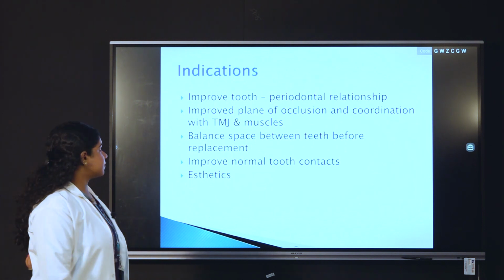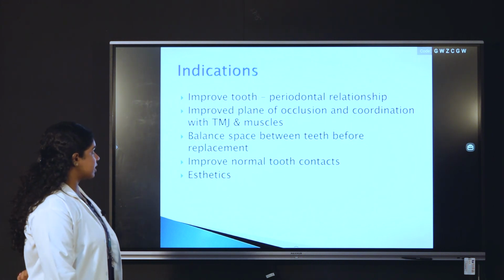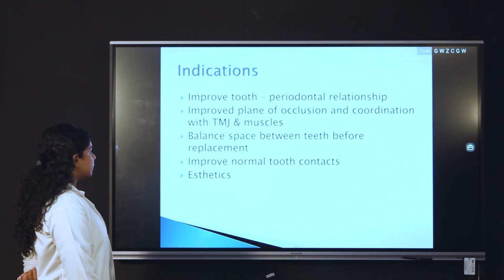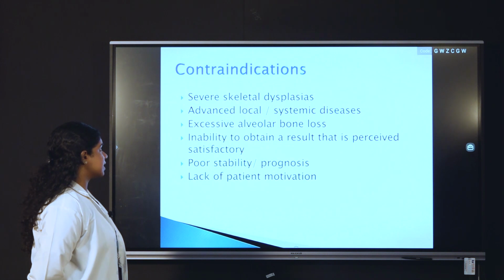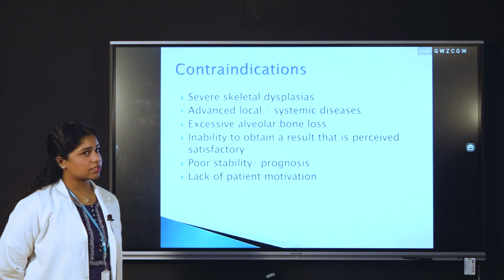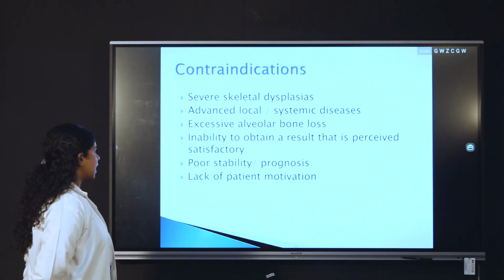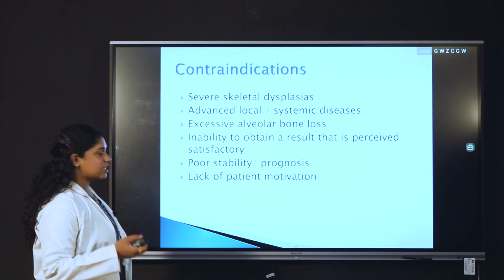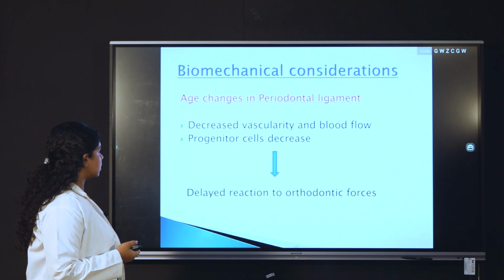So what are the indications? To improve the teeth periodontal status relationship, improve plane of occlusion and coordination with the TMJ and all the other facial muscles, balance space between the teeth before replacement, improve normal tooth contacts and aesthetics. What are the contraindications of adult orthodontics? If the patient has severe skeletal dysplasias, then we can't go for it, so it is contraindicated. Advanced local or systemic diseases, excessive alveolar bone loss, inability to obtain a result that is perceived satisfactory, poor stability or prognosis, and lack of patient motivation. These are the contraindications for adult orthodontics.